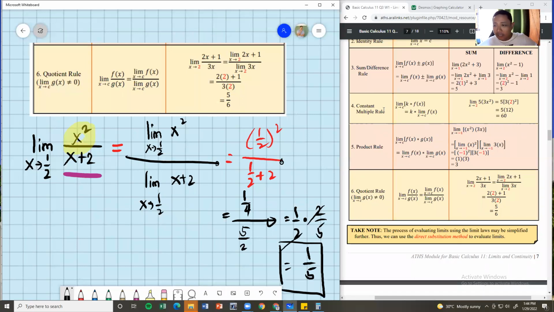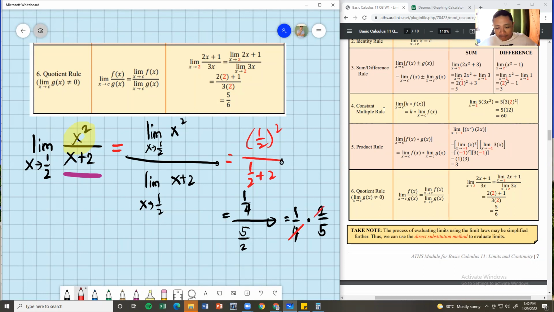Sir, bakit po naging 1/2? Di ba 1/4 po yan? Ayun, thank you. Yes, I missed it. I mislooked it. That's 1/4. Thank you for that. Times 2 over 5. Thank you for the correction.